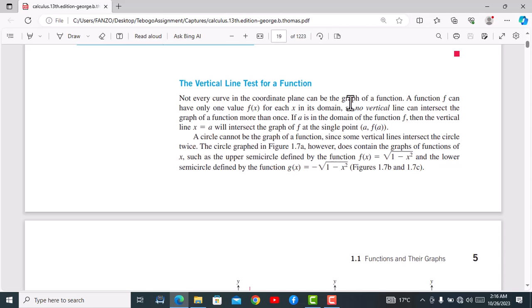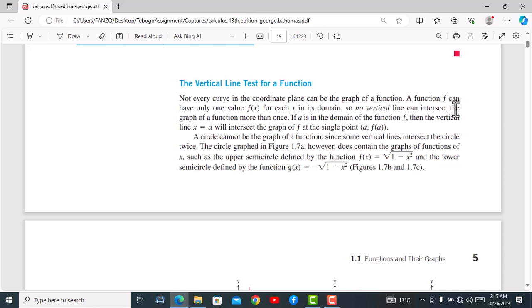And we say a function f can have only one value of y. Remember, this is y, for each value of x in its domain. So this is exactly what we said. We said a function is a relationship, or it is a relation where one value of x is mapped to exactly one value of y, and therefore you are a function. I believe we dealt with that so much in the previous tutorials.